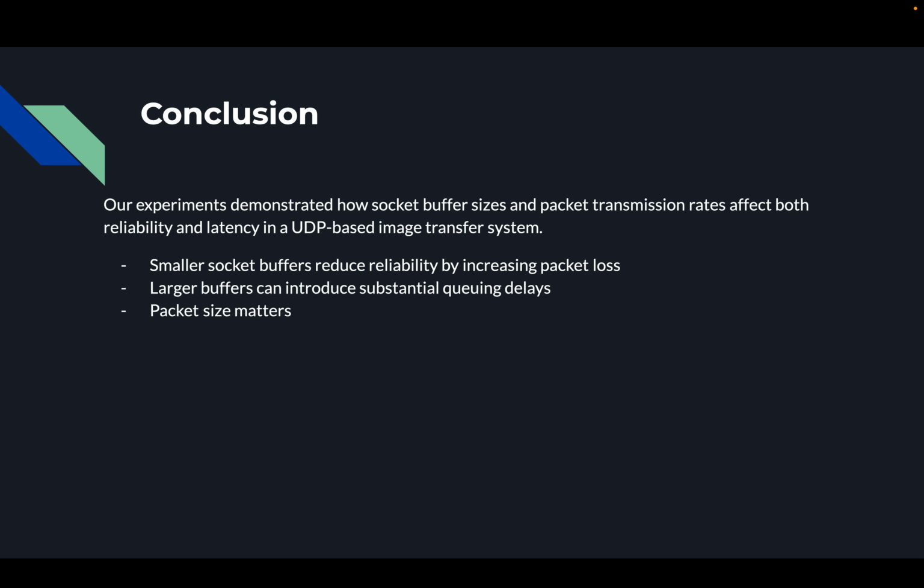So, having smaller socket buffers reduce reliability by increasing packet loss, and also, even though larger buffers can introduce substantial queuing delay, packet size also matters as large UDP datagrams are fragmented when they exceed the MTU. Together, these experiments provided a deeper understanding of how buffer configuration, transmission rate, and packet size influence the performance and behavior of real-world network applications.